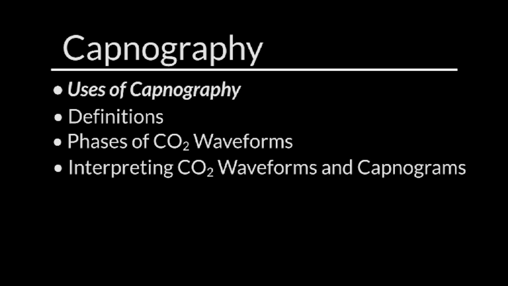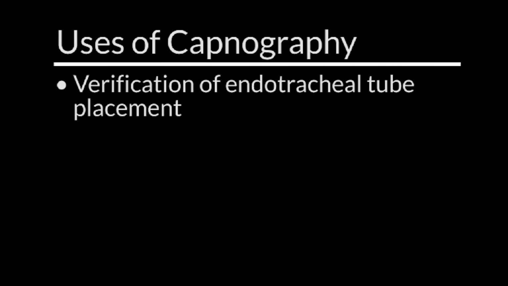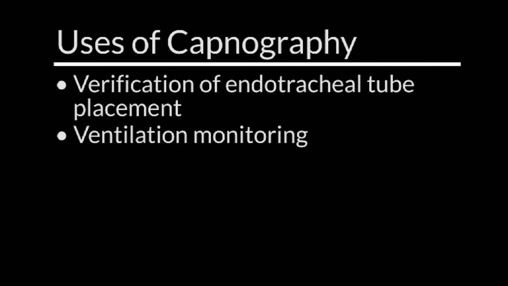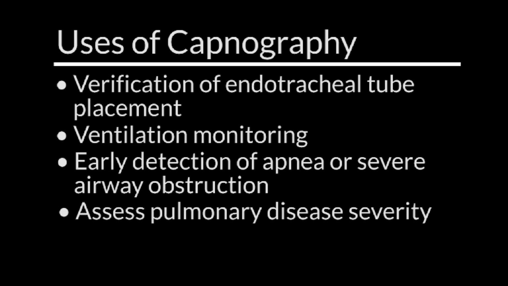Uses of capnography. Carbon dioxide monitoring is an important tool for several reasons, and the proper usage and interpretation of its data can aid clinicians in determining problems and identifying solutions quickly for critically ill children. Uses of capnography include endotracheal tube or tracheostomy tube placement verification, ventilation monitoring, so hyper or hypoventilation, as well as early detection of life-threatening events such as apnea or severe airway obstruction. In addition, we can assess disease severity and CPR quality.